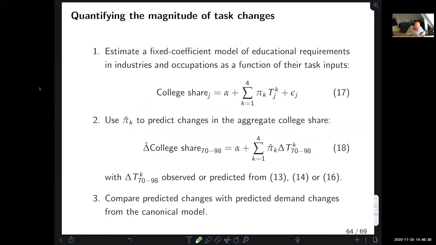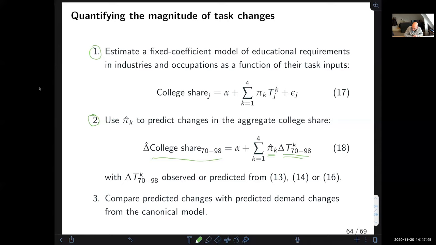The first step is that they estimate a fixed coefficients model. You take a year, say 1980, and in 1980 you regress the college share of sector j onto the task measures, T_jk, and you get estimates for pi_k. Then you take those estimates for pi_k to predict changes in the aggregate college share, by multiplying them with changes in the task measures over the period you're interested in, and you predict the change in the college share over that same period.